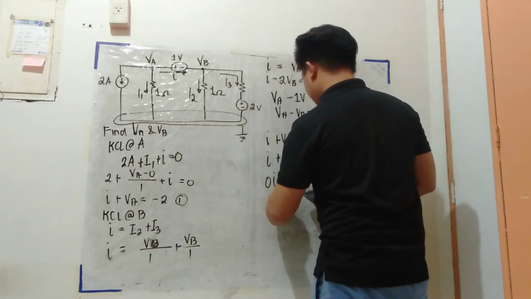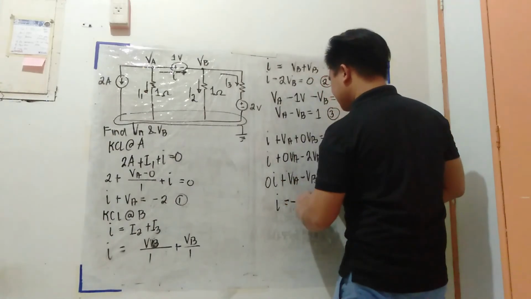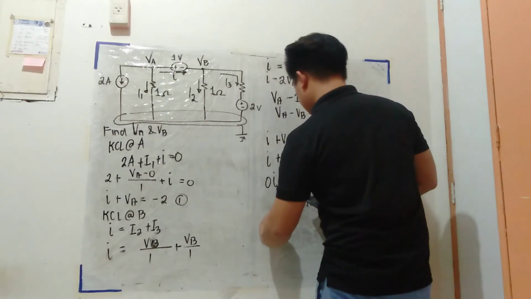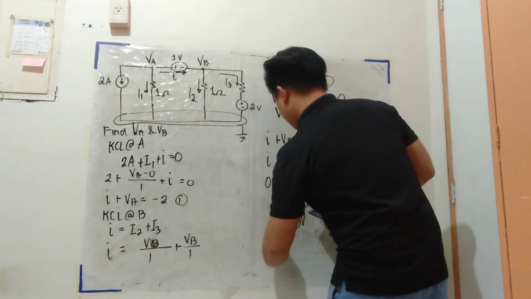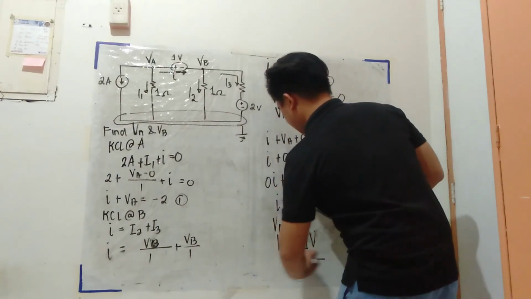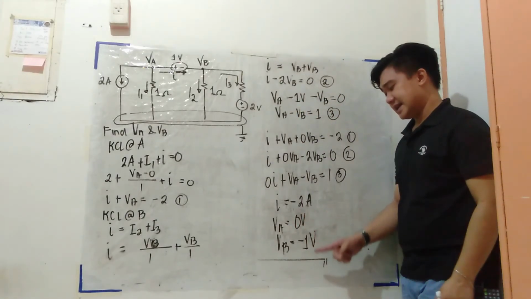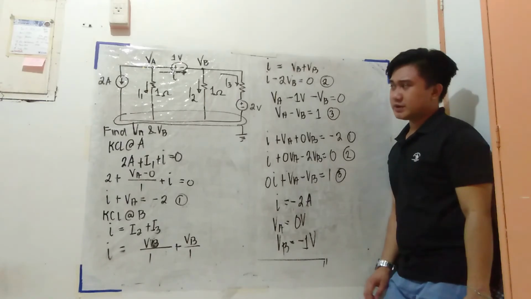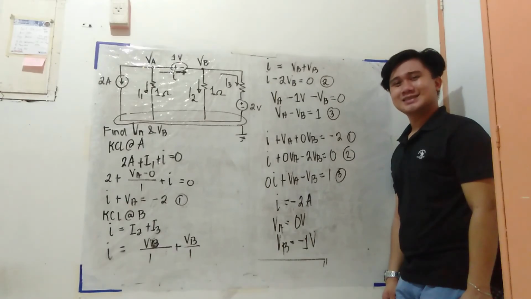So, I is equal to negative 2 amperes dahil yung pinakauna kong nilagay dito. VA is equal to 0 volts. VB is equal to negative 1 volt. So, the value of the node voltages are 0 volts and negative 1 volt. So, this is a supernodal analysis and I hope you learned something from it. Okay? So, please copy.